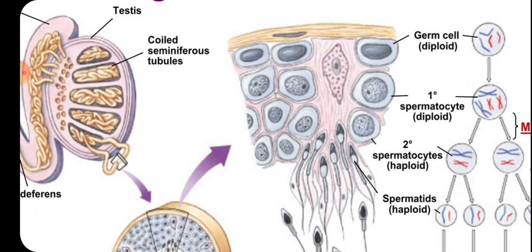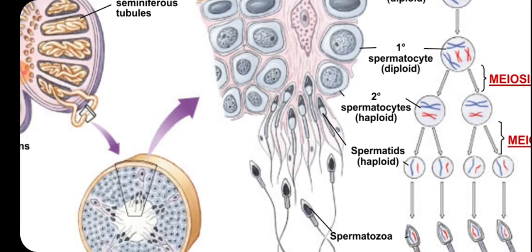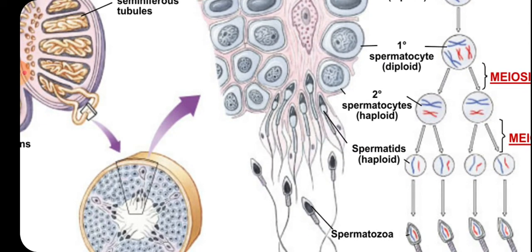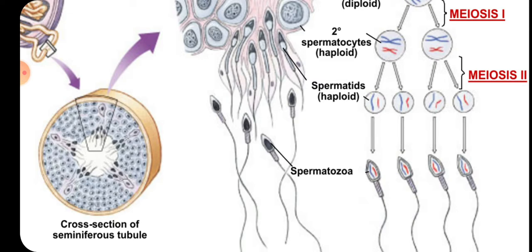This diagram shows the germ cell, then the first spermatocyte, which is diploid, then the second spermatocyte, which is haploid, then the spermatids, which are tailless sperms. Then there are the spermatozoa, which develop a middle piece which consists mainly of mitochondria, an acrosomal cap secreted by the Golgi complex, and then the tail for movement of the sperms.